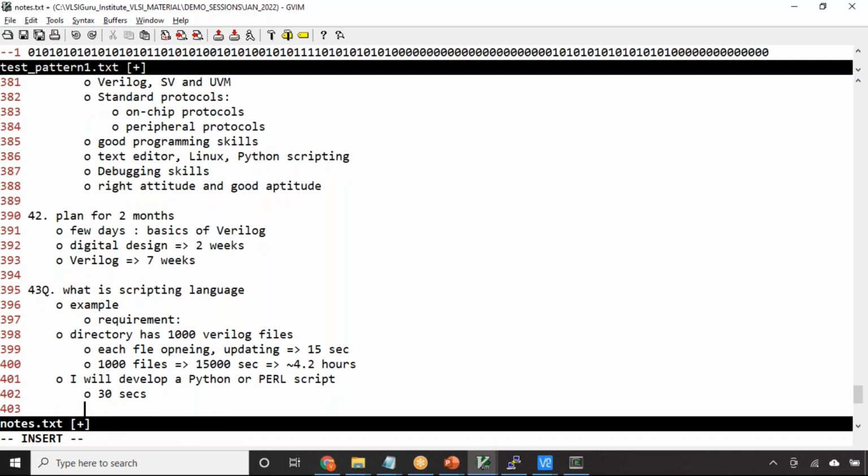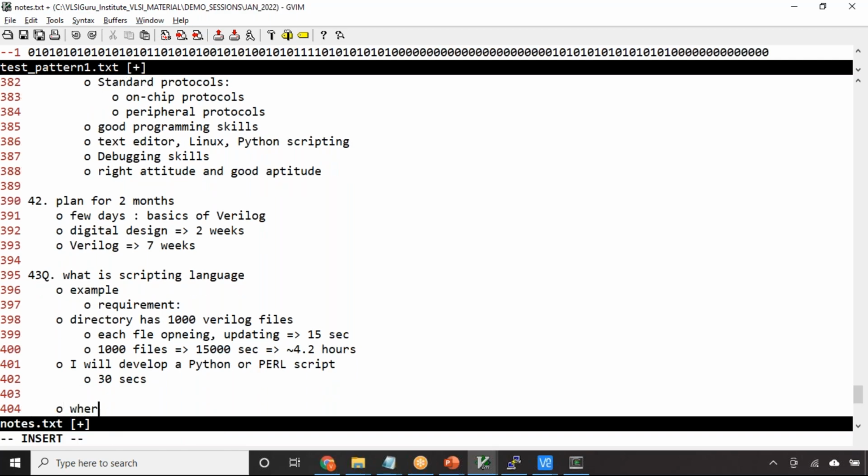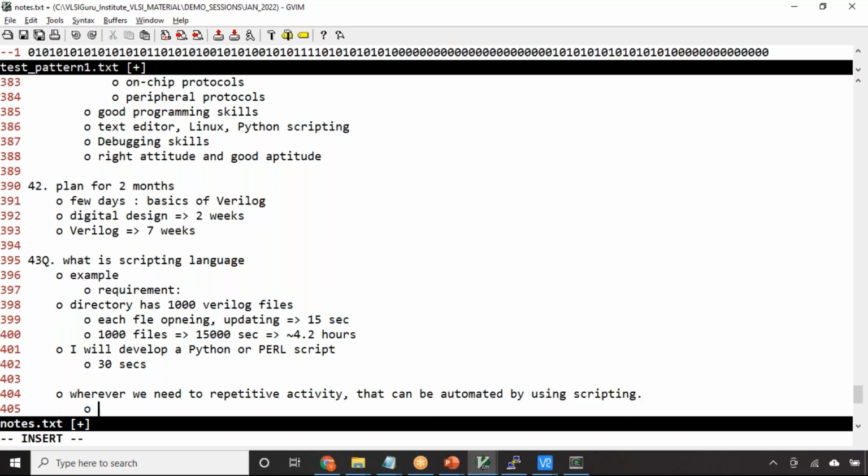So wherever we need to do repetitive activity, that can be automated by using scripting. The scripting languages are called TCL scripting, Perl scripting, Python scripting; various scripting languages are there. So this is the benefit of scripting languages.